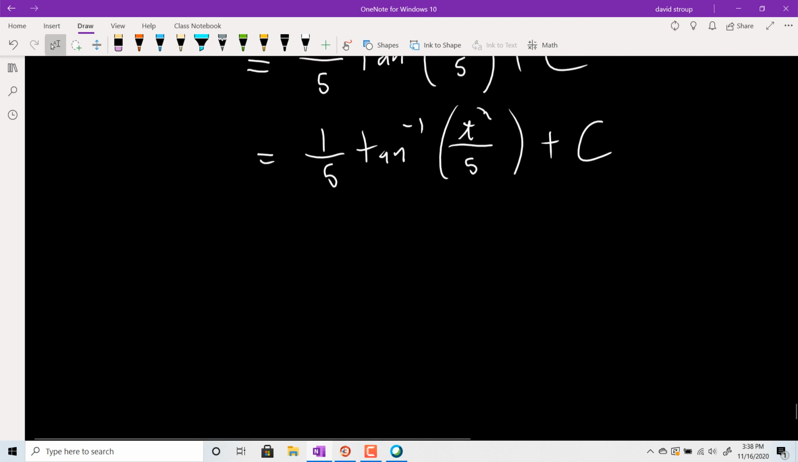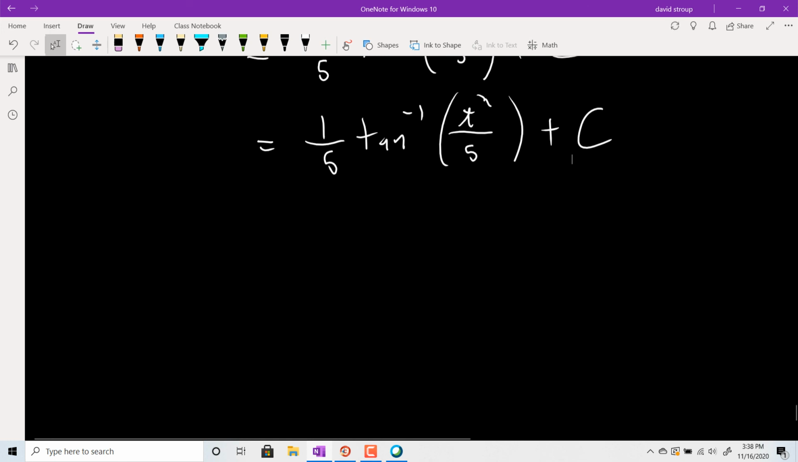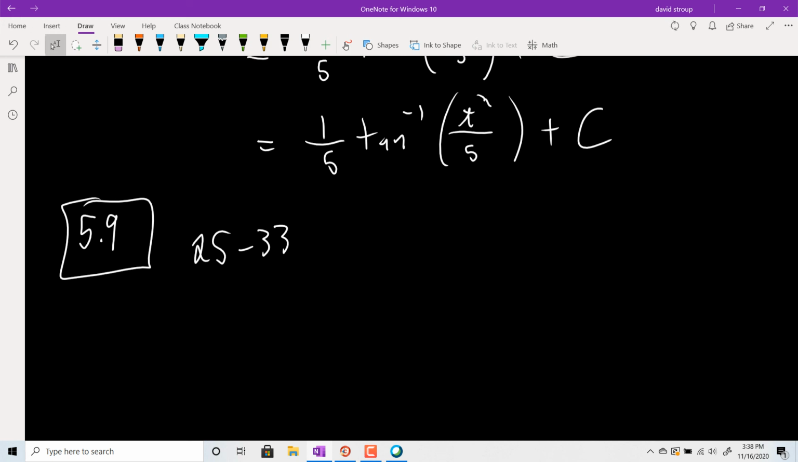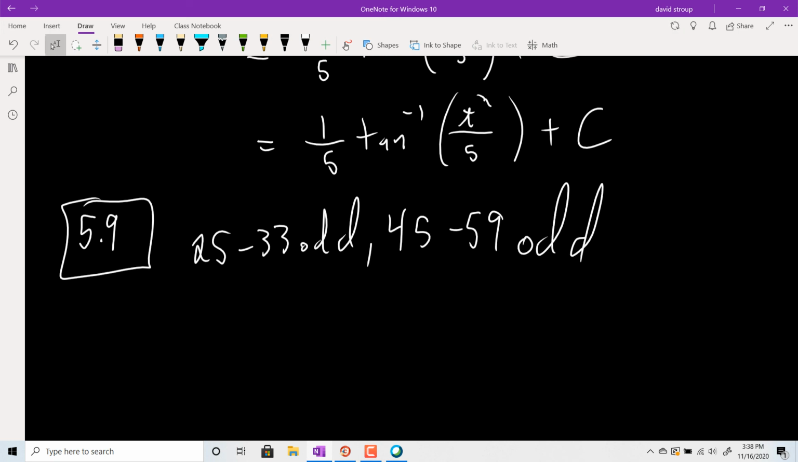Okay. The last section then is on hyperbolics, 5.9, looking at problems like 25 to 33 odd, and then 45 to 59 odd. Basically, you just have to know how to differentiate them and how to integrate them. I'm not putting any of the weird inverse hyperbolics on there. No, all that stuff, no. Okay, so first, just finding the derivative of these characters.